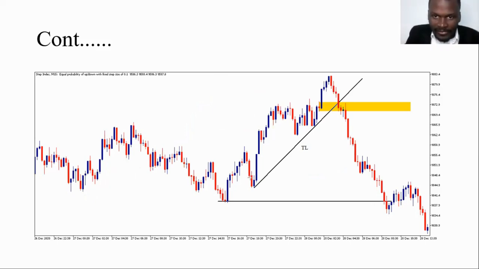You see here, I connected here because this was a structural point. This is also a structural point. You can see here, there, then from here, there. What happened next? You see, price just dropped, breaking this area here. You see, it would have entered at this point here.